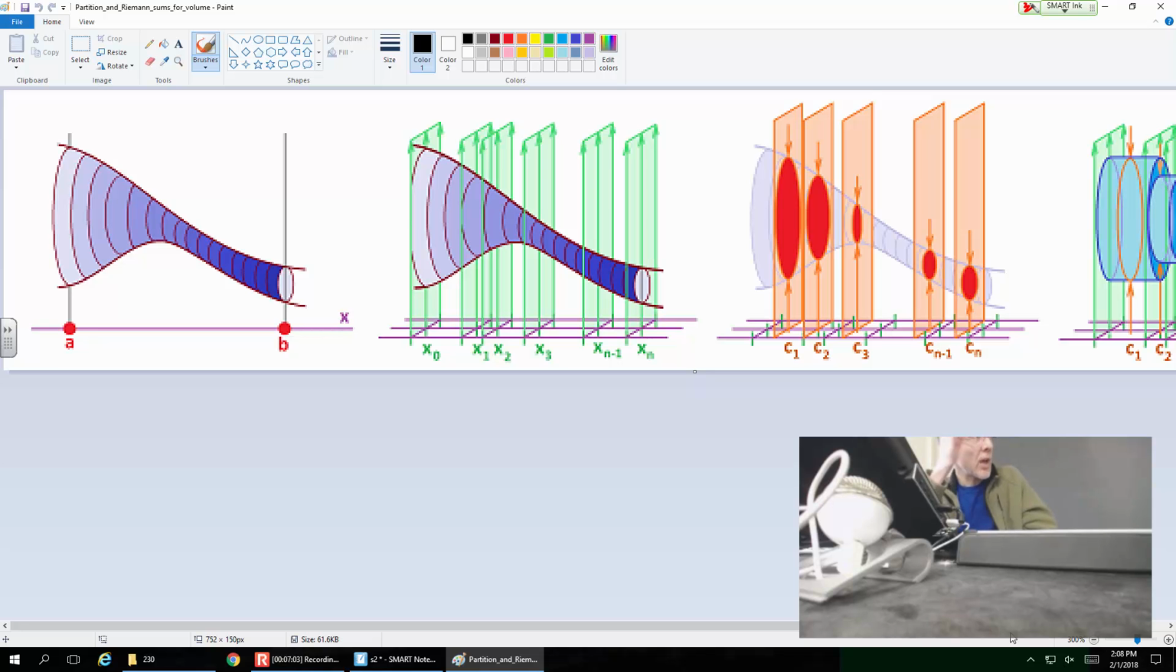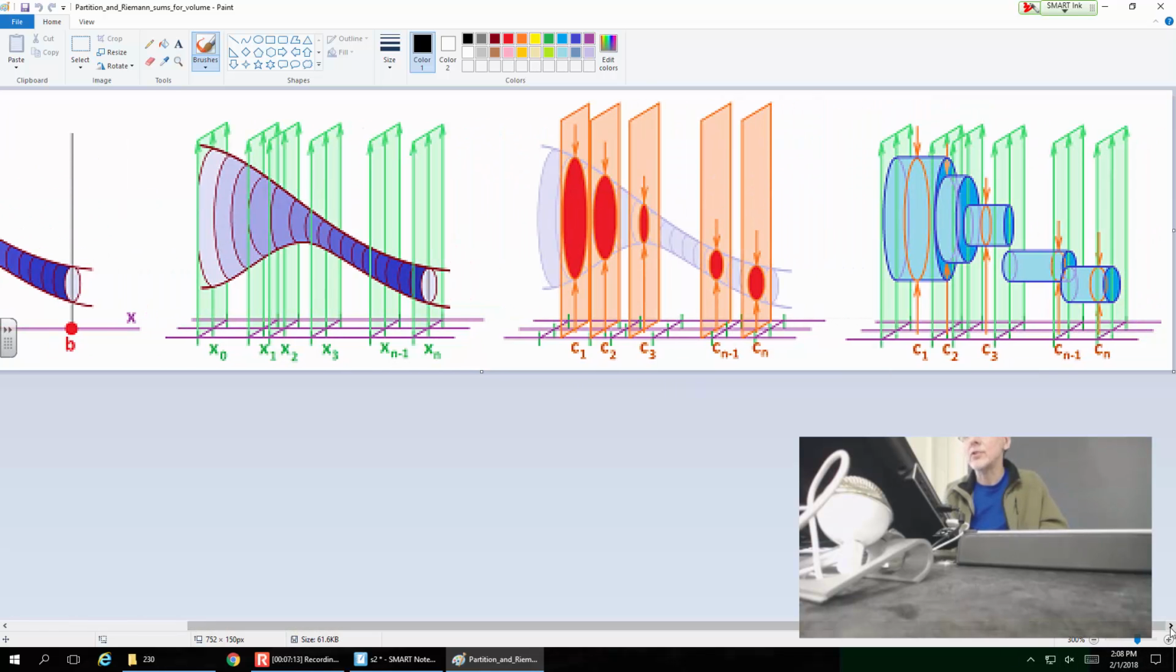I add the x-axis, and I do the partition of the x-axis with those x0, x1, x2, xn. Those are the planes that cut through my solid. I'm cutting through my solid. The intersections, the cross sections, are those red shapes. They don't have to be circles or ellipses or anything. It's totally abstract.